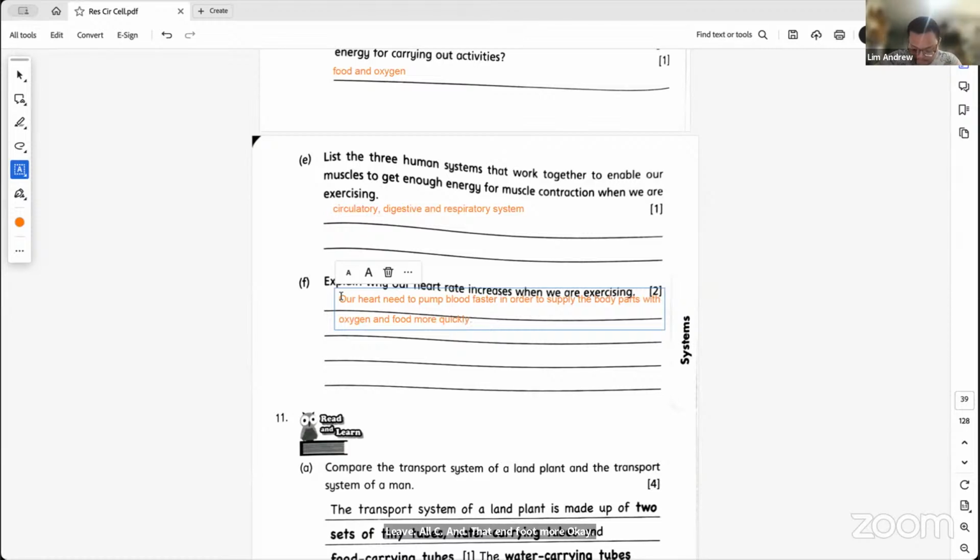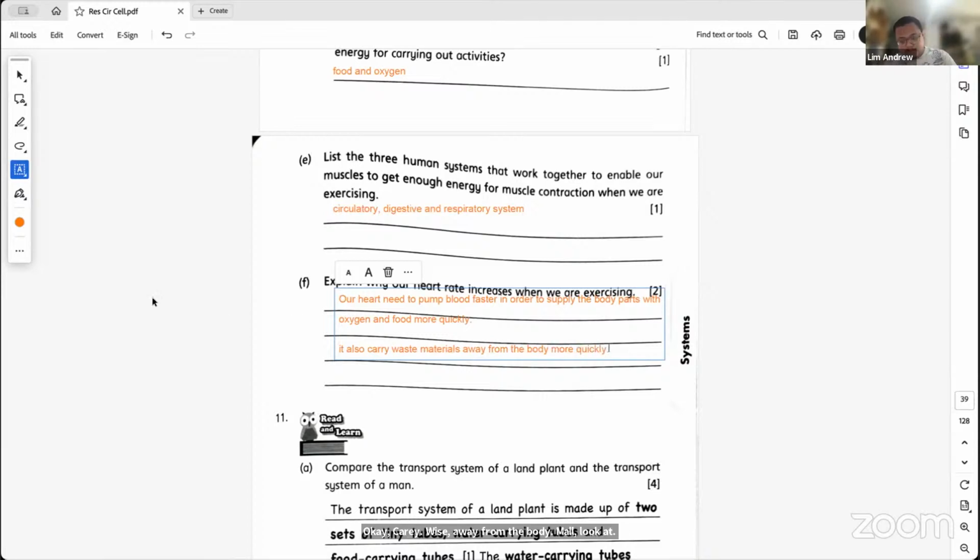Right? It also carries waste material away from the body more quickly.